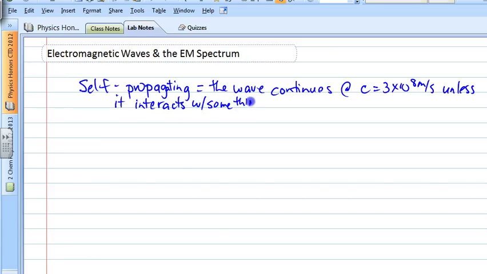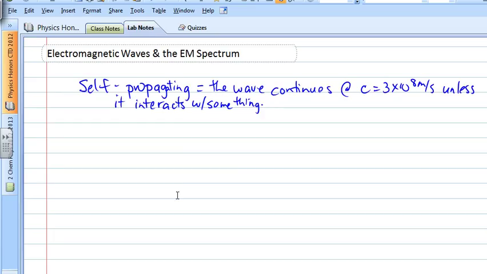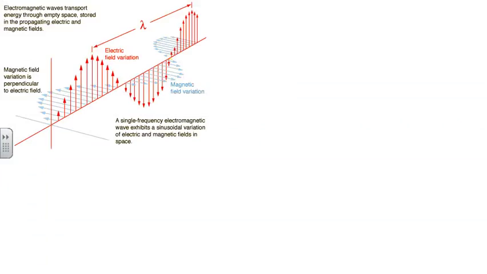Okay, so electromagnetic waves travel at the speed of light, and they travel until they come into contact with something else. And that's really the basis of what we're going to be talking about this chapter, whether it's a mirror, so reflection, or in terms of a lens, refraction. So we'll be talking about all these things.